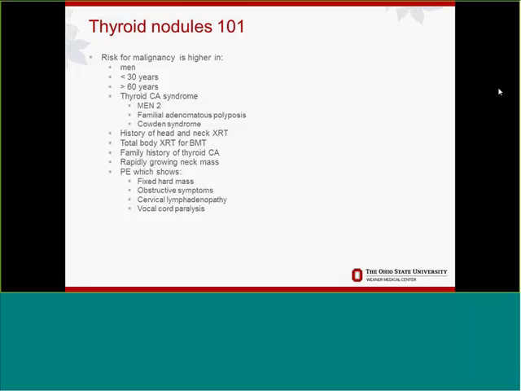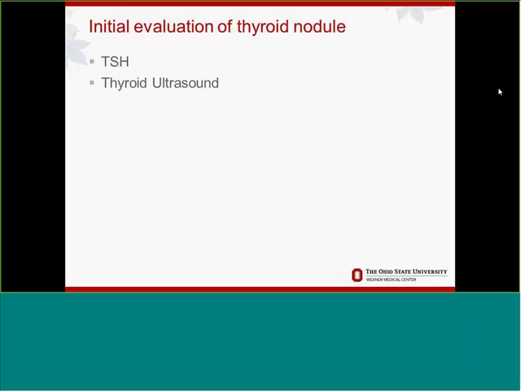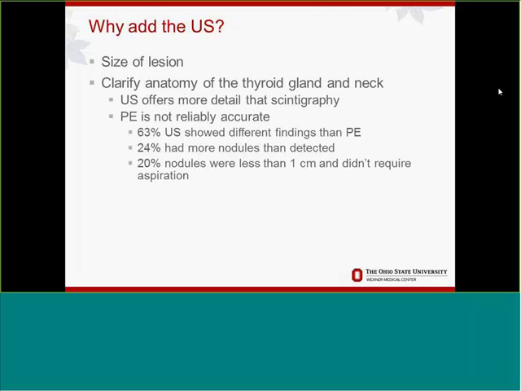So going into this, you're going to do two things regardless of their history. Every patient with a thyroid nodule will need to have a TSH and a thyroid ultrasound. The ultrasound is going to help in two ways. One is it's going to characterize the size of the lesion, which will help us understand how to manage it better. And it'll also clarify the anatomy of the head and neck, or the thyroid and the neck, and may pick up cervical adenopathy as well.